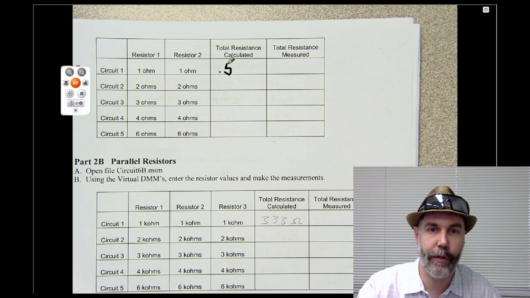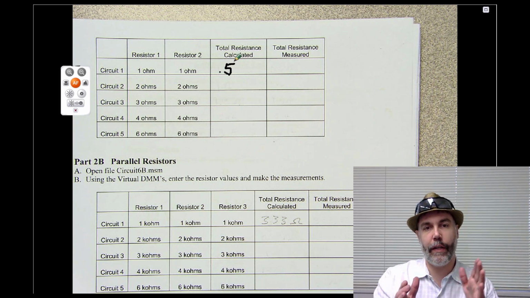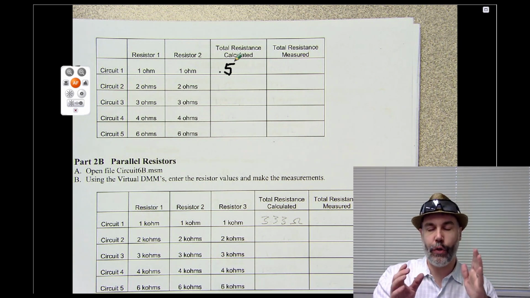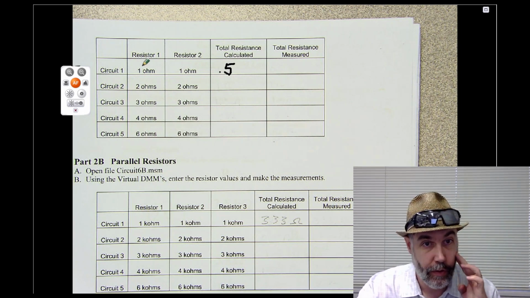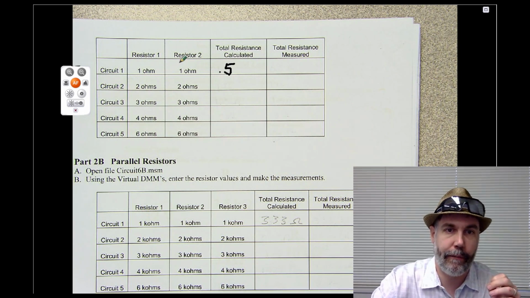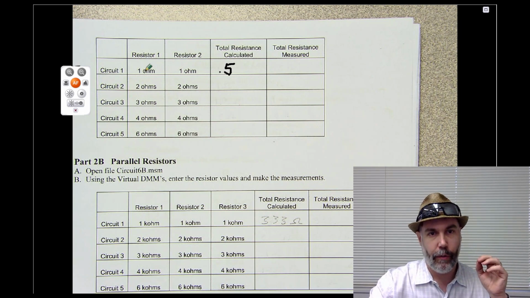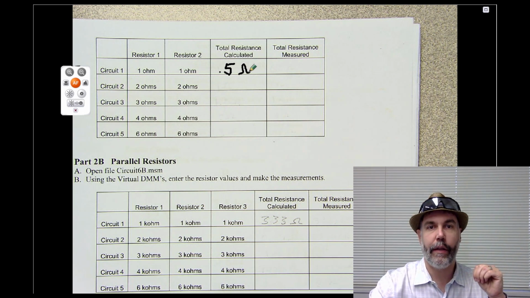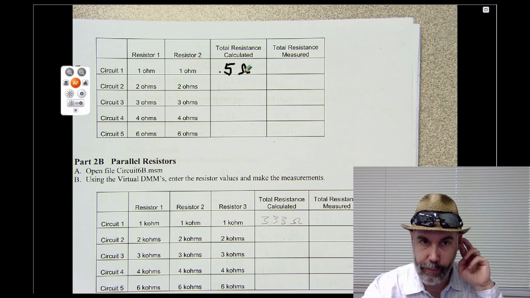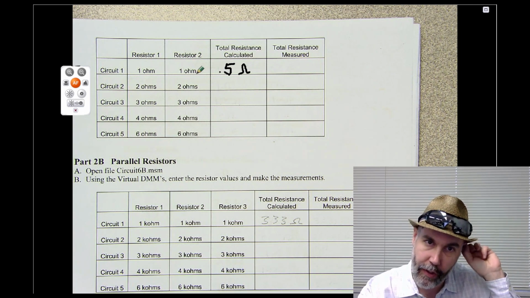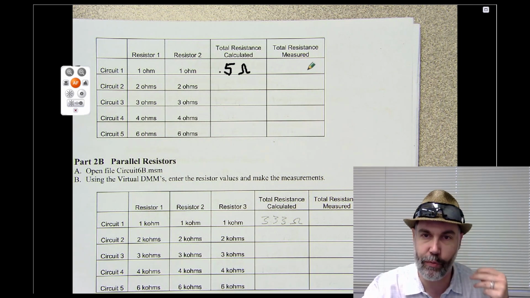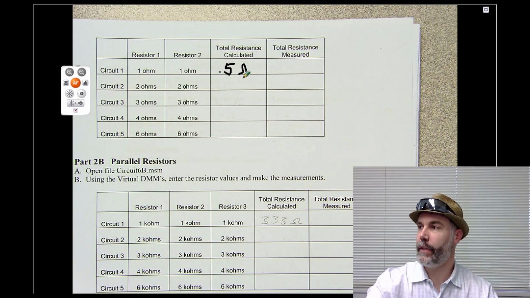Remember, when we have 2 resistors in parallel and they're the same value, the total resistance is just one of those divided by the number of resistors. So this would be 1 ohm divided by 2, so that gives me 0.5 ohms. And then there's a simulation for that. I'd run that in Multisim and check my measured resistance there and make sure that it matches my calculated resistance. So, questions about that?